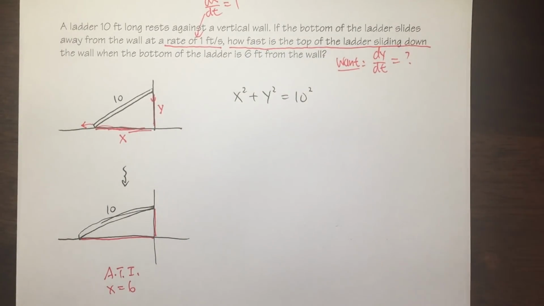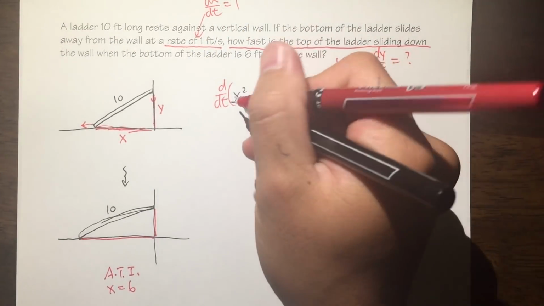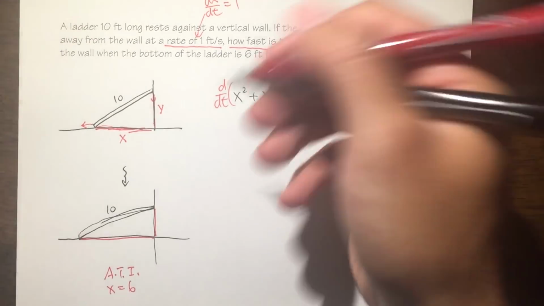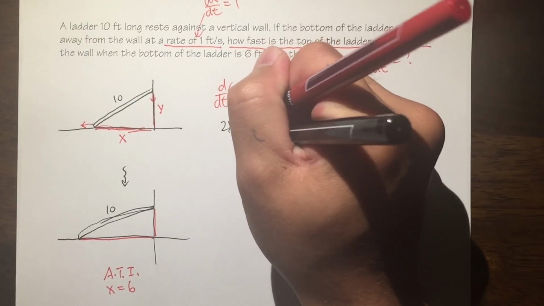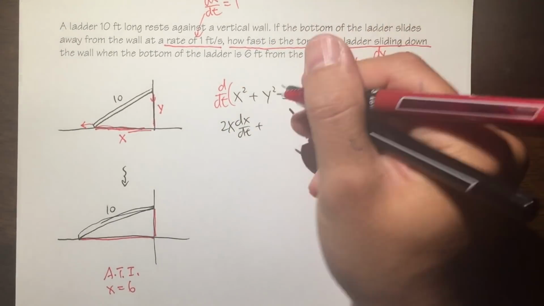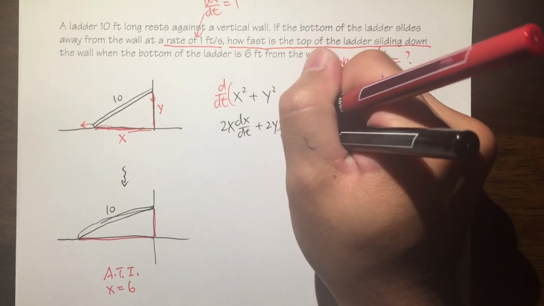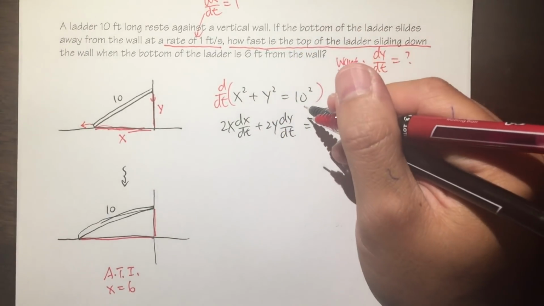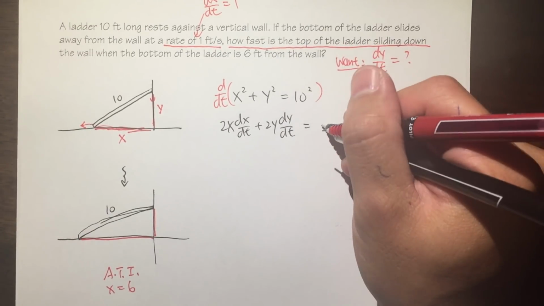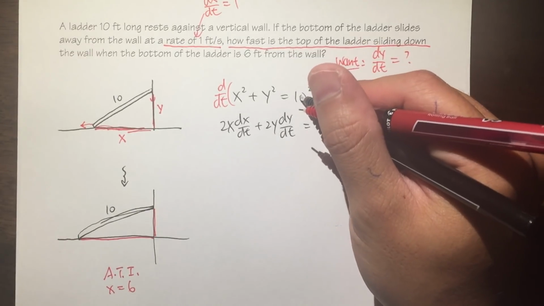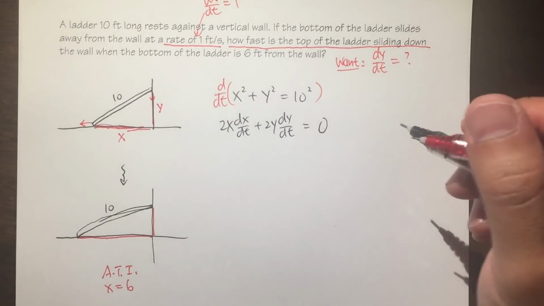And now we can totally differentiate this with respect to t. First, the derivative of x squared with respect to t is just 2x dx/dt. Next, we add the derivative of this, which is 2y dy/dt. Good. And what's the derivative of 10 squared? The answer is not 20. The answer is just 0 because this is the derivative of 100, a constant. So that's pretty much it.